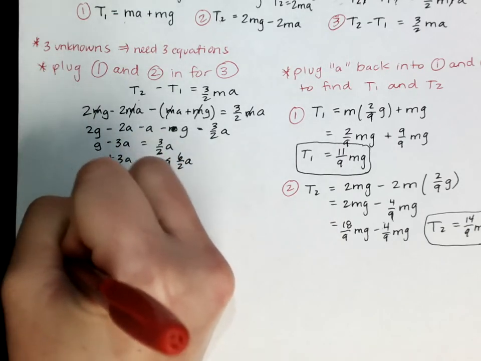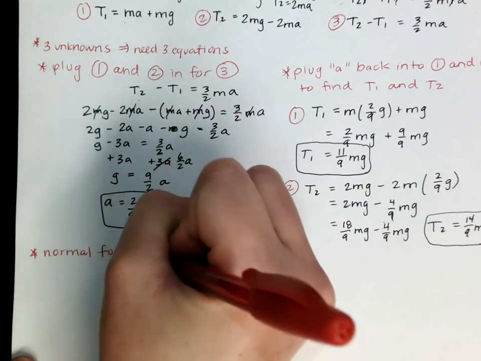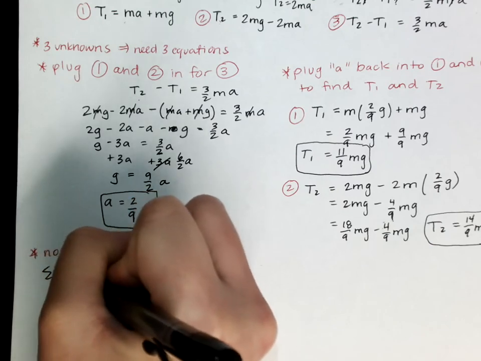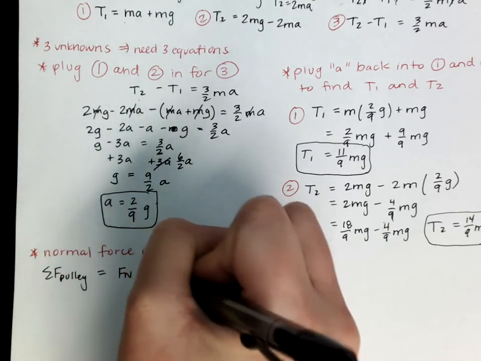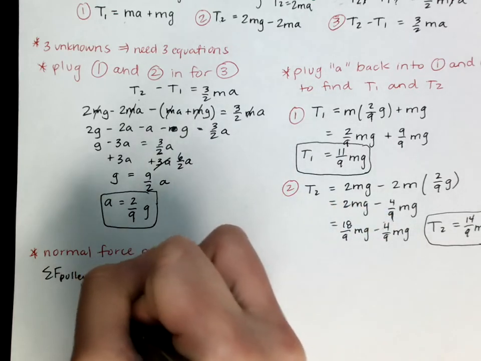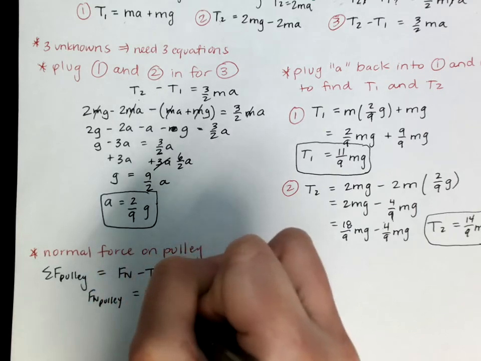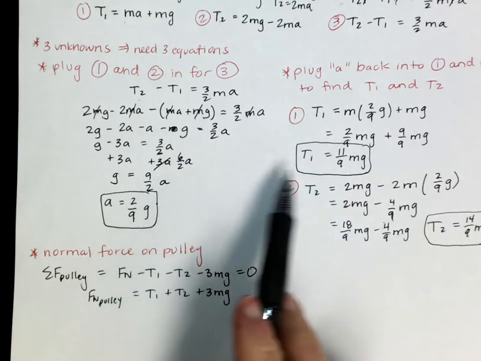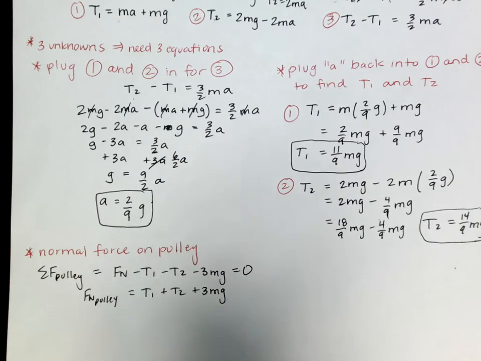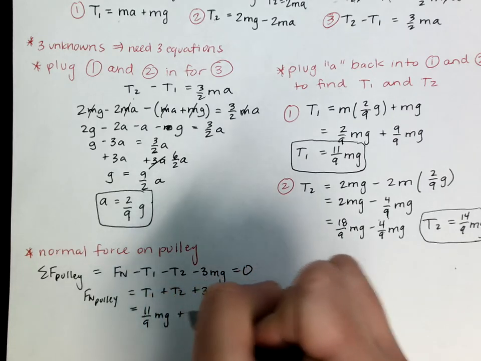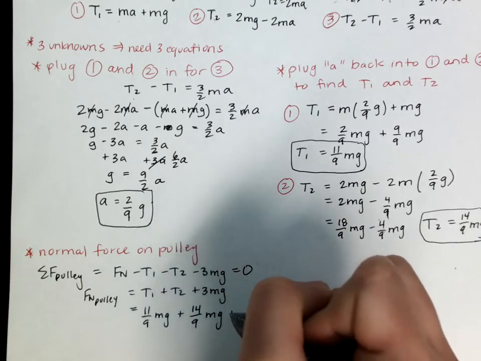So we're finding normal force on pulley. Sum of the forces on the pulley are equal to normal force is positive minus T1 minus T2 minus 3 mg is equal to 0. So we get normal force on pulley is equal to T1 plus T2 plus 3 mg. Okay, well, let's substitute. We already found T1 and we found T2. So let's plug them in right here because we know that we want our final answers to be in terms of m, r, and g. So T1 was 11/9 mg, T2 is 14/9 mg plus 3 mg.